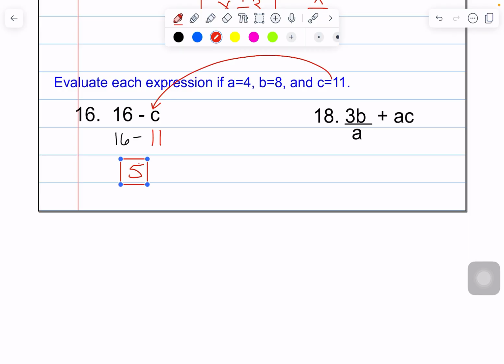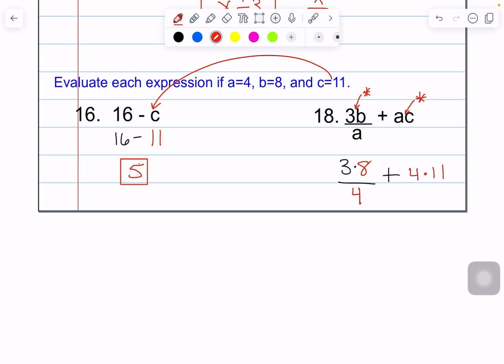When a number is right next to a variable, remember that that is a hidden multiplication. So this becomes 3 times b, and in this case, b is 8. And then I'm going to put that all over a, and a is the number 4. Then I'm going to add to it ac. Again, remember that when two variables are next to each other, that also means to multiply. So my a is 4, and my c is 11.